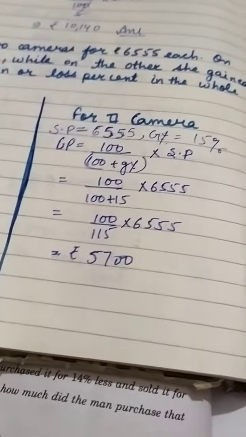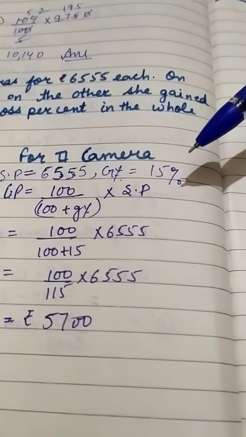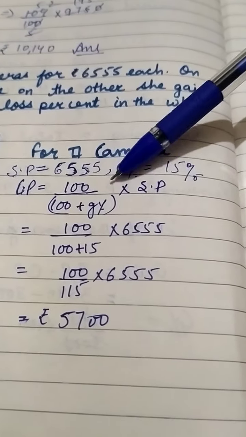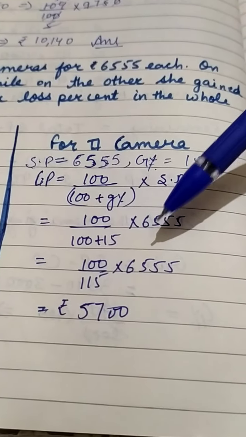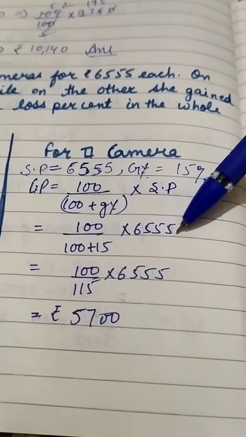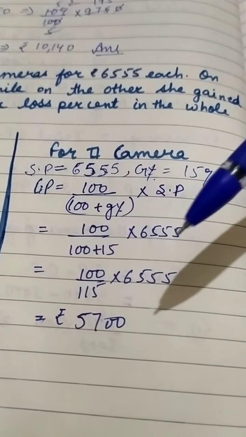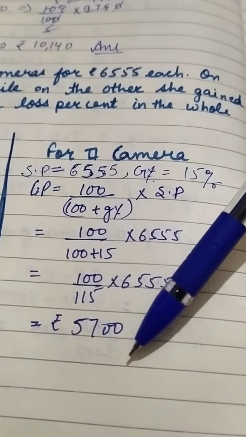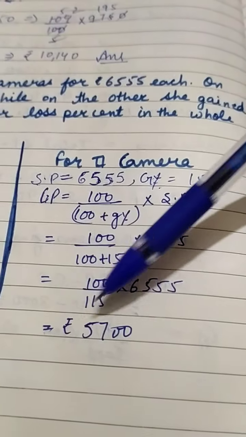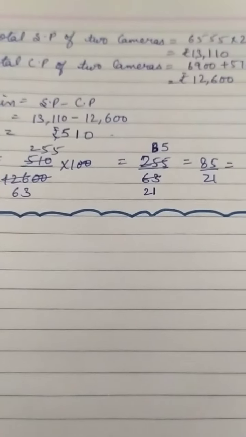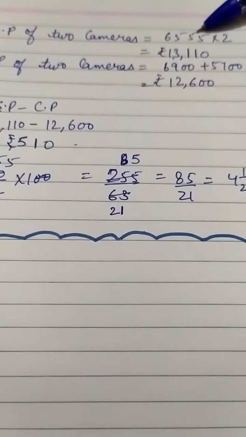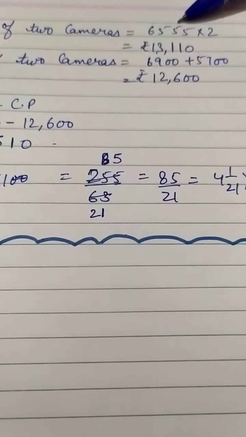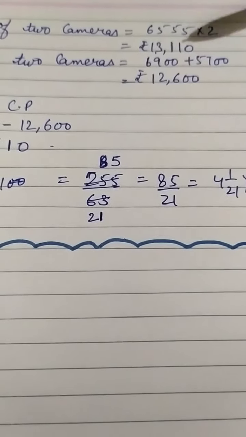Okay, then for this one we have gain. So we have to apply the formula of gain, 100 plus gain percent. So 100 upon 100 plus 15 into 6555. So 100 upon 115 into this much, we have 5700 as the cost price for the second camera. Now we have to find the total selling price. The selling price of the first was this much and of the second also this much, so you can also add them or you can multiply by 2.